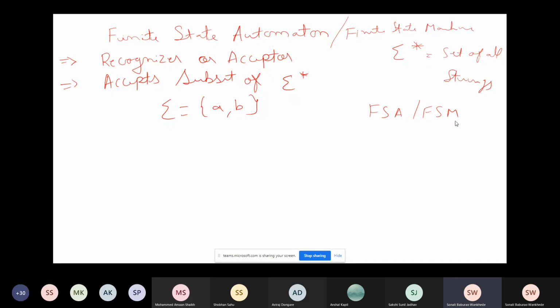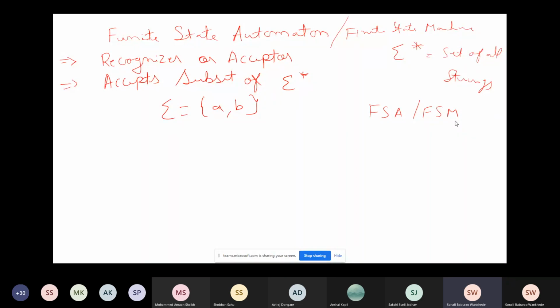Okay, and what is that machine? It acts as an acceptor or recognizer. Okay, now where is that used and why is that useful? We'll see that in more detail.